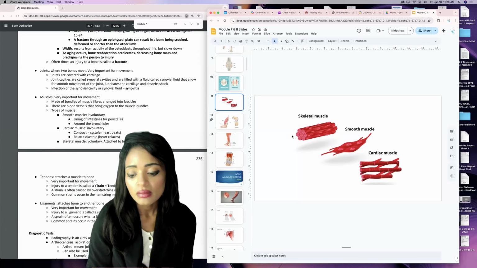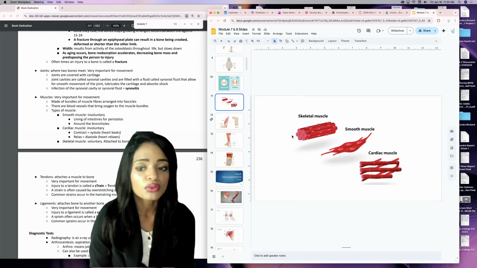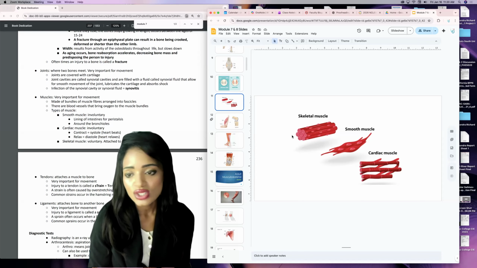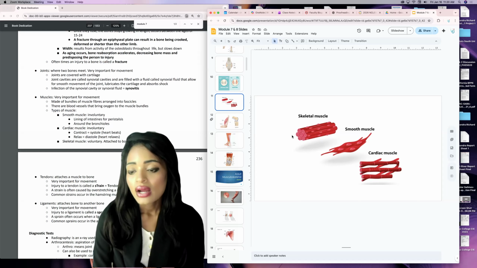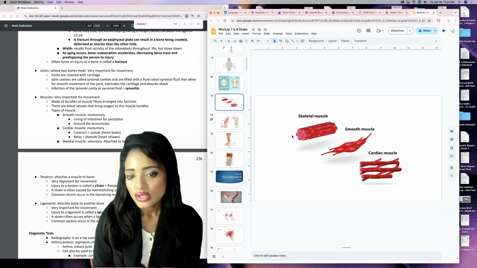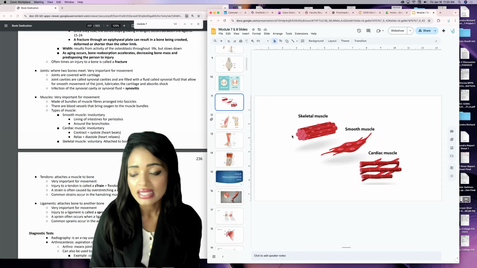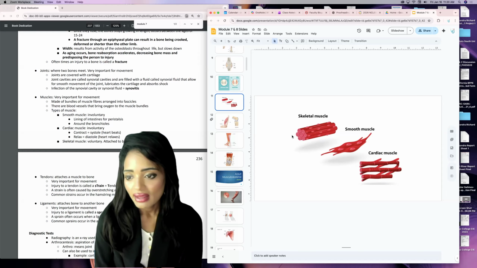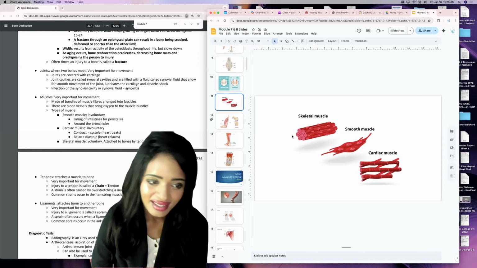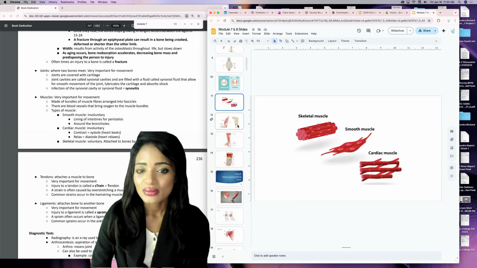You don't have to think about opening your bronchioles and your airways, and you don't have to think about peristalsis, making food move through your stomach and intestines. It's just going to happen on its own. Cardiac muscle, that is the myocardium that causes your heart to beat and relax. Thank God you don't have to think about that, because that would be a lot of work.